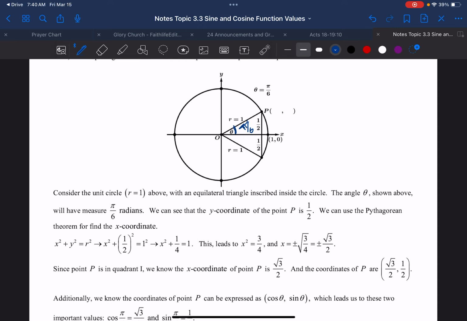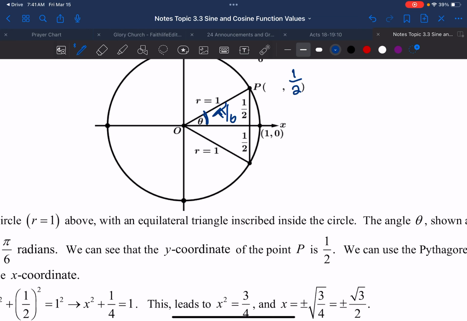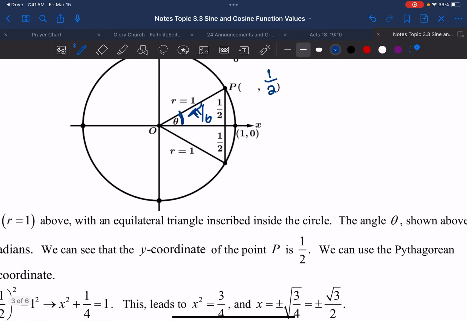We can see that the y-coordinate of point P is 1/2, so we can go ahead and write that down. We can use the Pythagorean theorem to find the x-coordinate. Because it's an equilateral triangle, how do we know it was 1/2? Well, this radius is 1, so all the way across is 1. If I turn this into a right triangle, let me highlight that. This right triangle I just highlighted takes half of that, so that's how I get the 1/2.